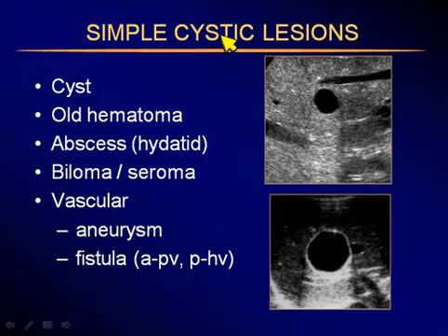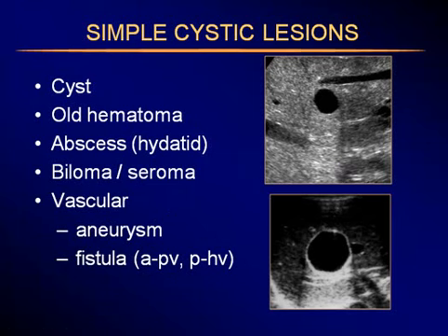We can see simple cysts. Now, this is a classical cyst like anywhere else in the body. Anechoic mass, smooth margins, excellent sound transmission. So this is a simple cyst in the liver. What else can be a simple cyst? Well, an old hematoma, a hydatid or echinococcal abscess, which this is. This is a patient from Egypt who had a solitary cyst, and eventually this was diagnosed to be echinococcal. A biloma or a seroma can look like a simple cyst.